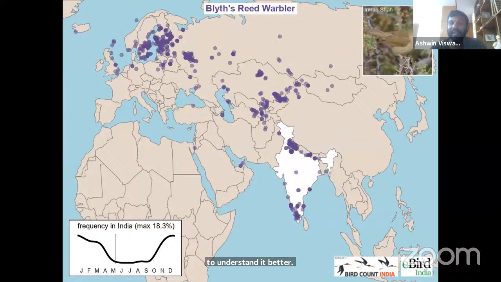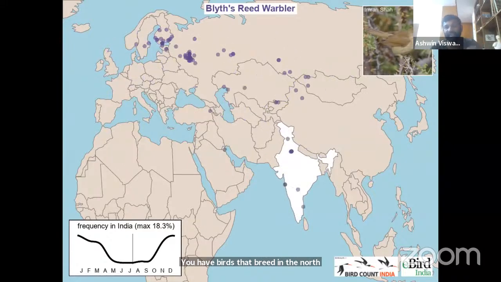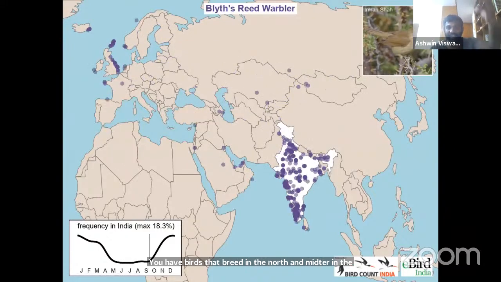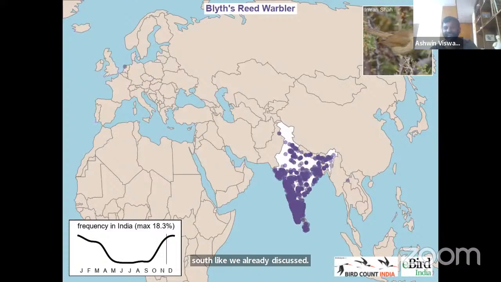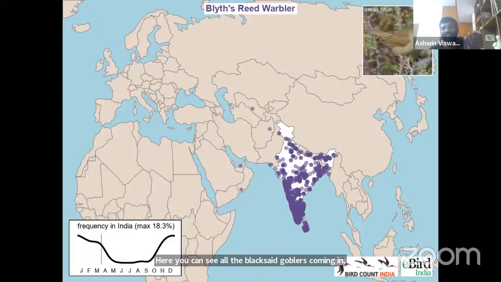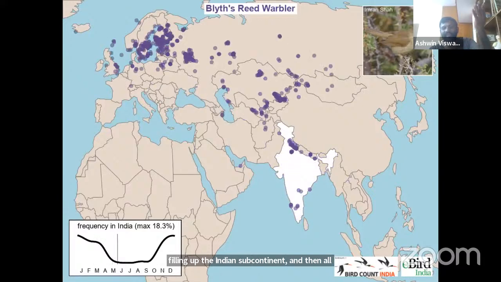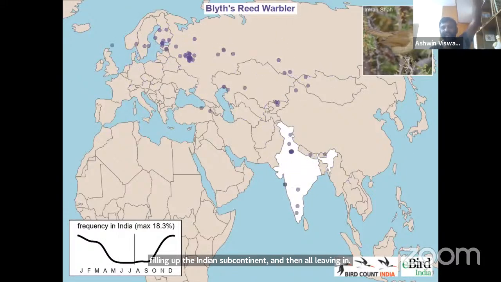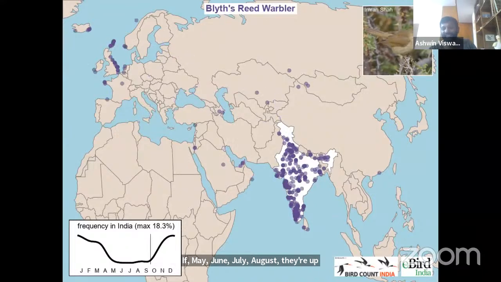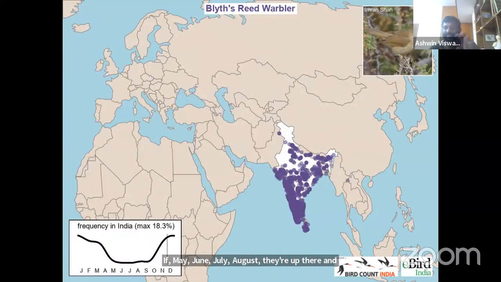You have birds that breed in the north and winter in the south, like we already discussed, Blyth's reed warbler. Here you can see all the Blyth's reed warblers coming in, filling up the Indian subcontinent, and then all leaving in April, May, June, July, August. They're up there, and immediately they come back. It's actually this bird is much more in India than in its breeding areas.